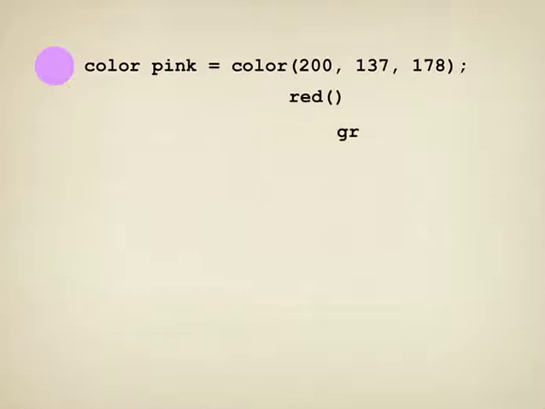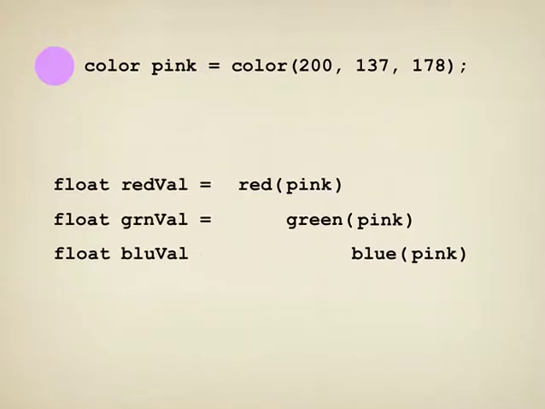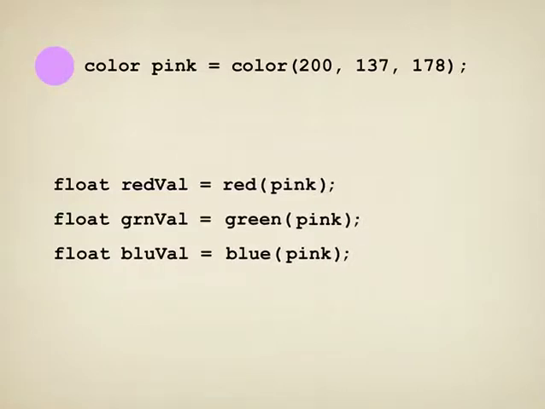I can use red, green, and blue to pull the color components out. So let's actually write some code to do that. I want red, green, and blue of pink, so I have to give that to each of these little things in parentheses. And now I'll create some variables to hold these values. Red, green, and blue. Again, I'm using my funny little 3-letter shorthand for that. And of course, we need semicolons at the end. So now we're set. Red val, green val, and blue val hold the numbers 200, 137, and 178, the red, green, and blue components of pink.